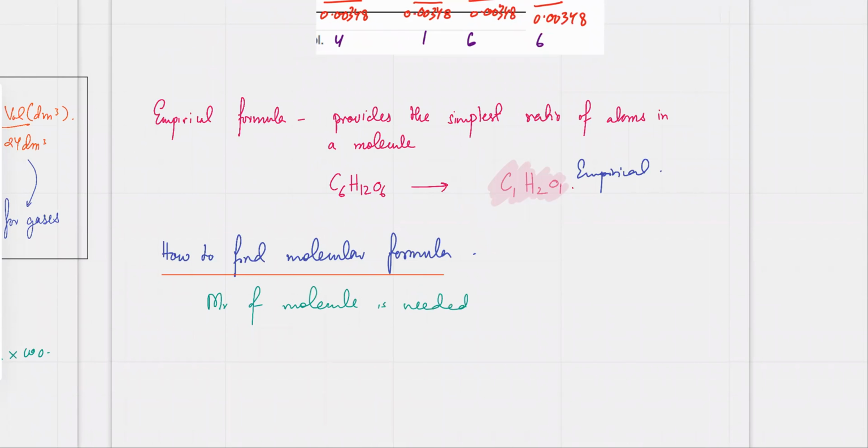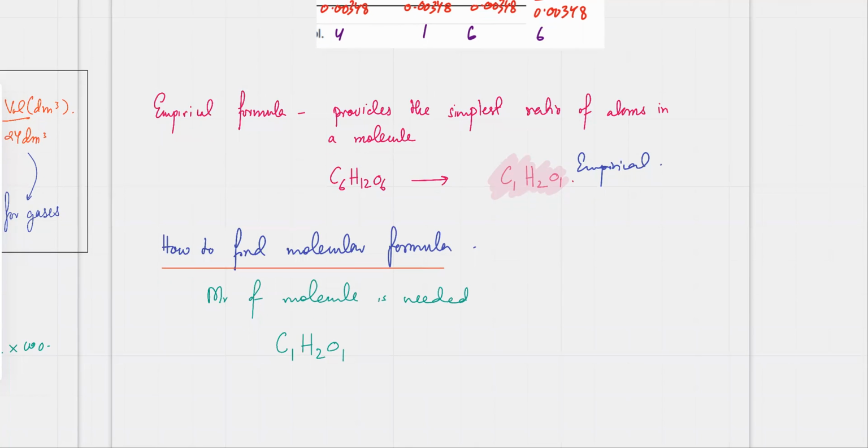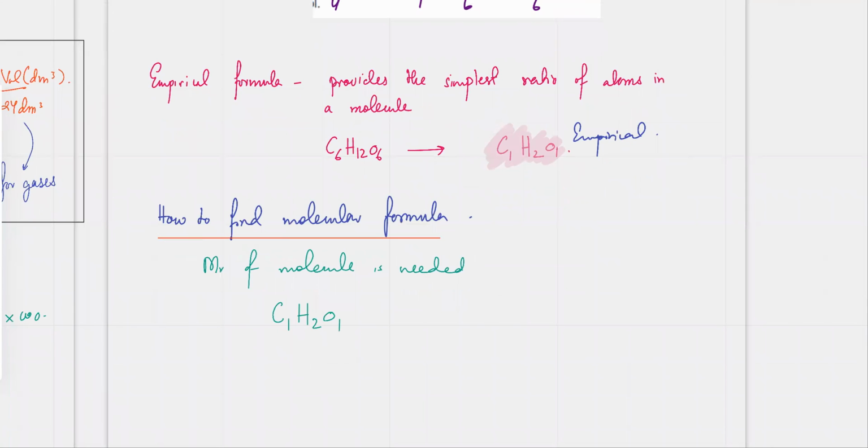Only then will you be able to find out. For example, in the case of glucose, you figured out the empirical formula is C1H2O1. That's your empirical formula. You did all the calculations the way we were doing, and you figured out that this is its empirical formula. If you calculate the mass of the empirical formula, it comes out to be 30. But the ratio is the simplest ratio, 1 carbon, 2 hydrogens, 1 oxygen. If you add them up, that comes out to be 30.